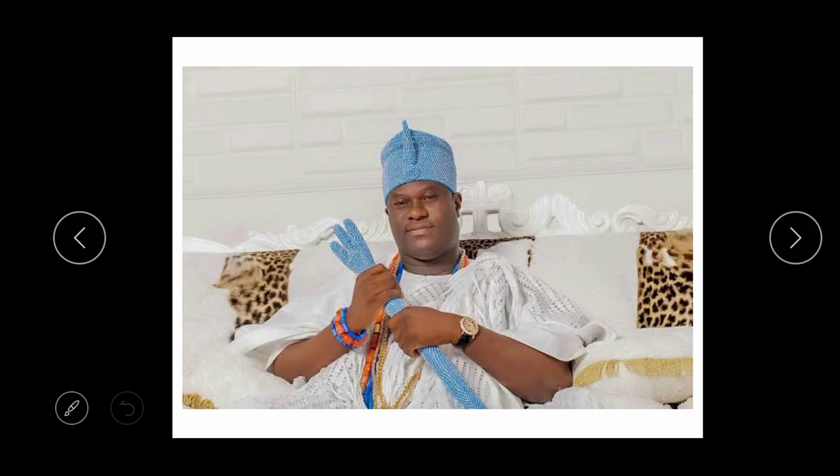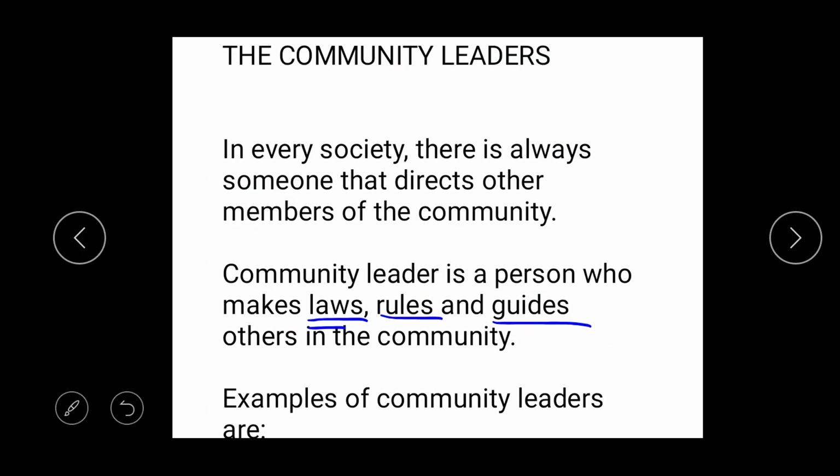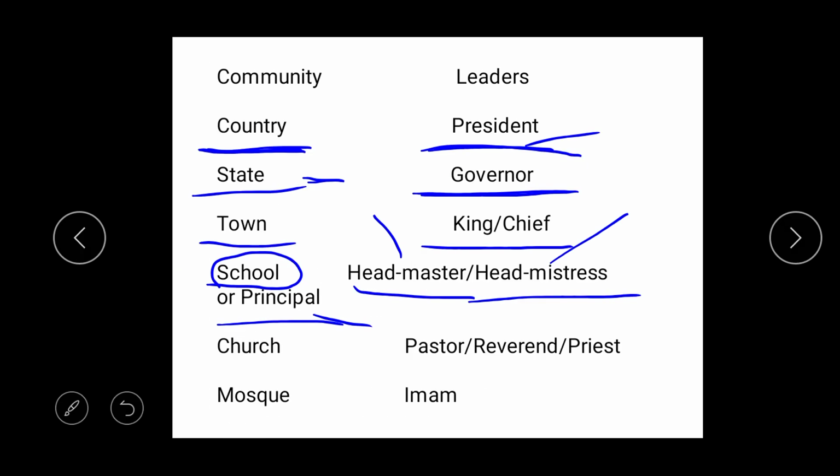And the name of the headmistress is Dr. Mrs. Adenike Akindayo. This is a picture. Her name is Dr. Mrs. Adenike Akindayo. So this is a picture, and she is the leader of Grace Children's School. She's the headmistress. Like we said, in a school, you can have the headmaster, the headmistress, or the principal as the leaders of the school as a community.